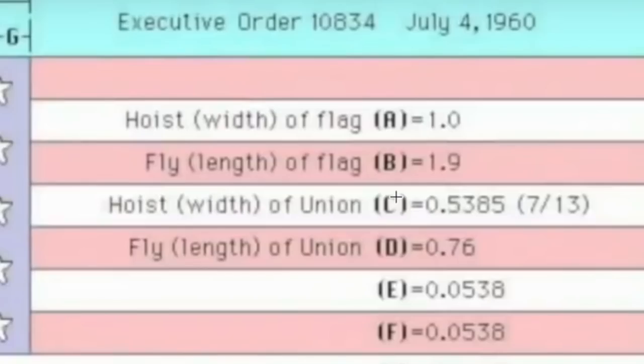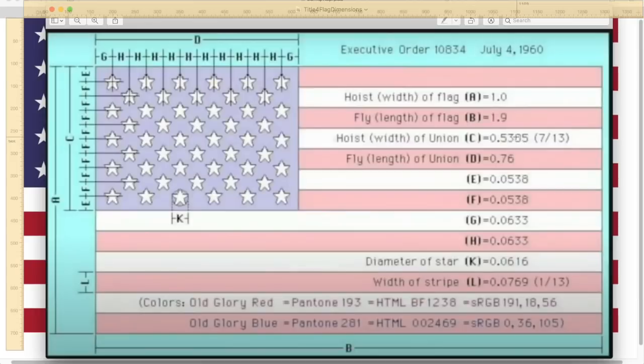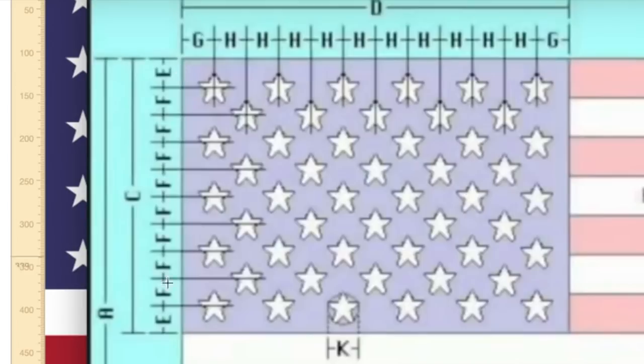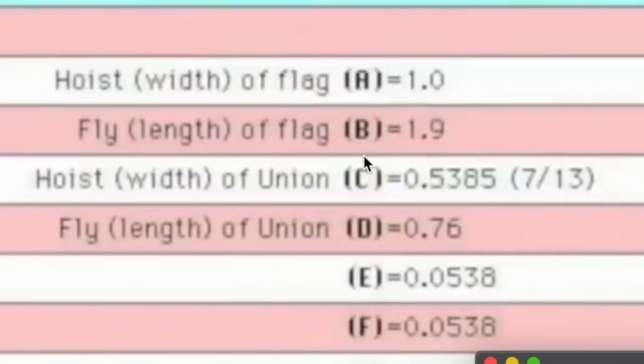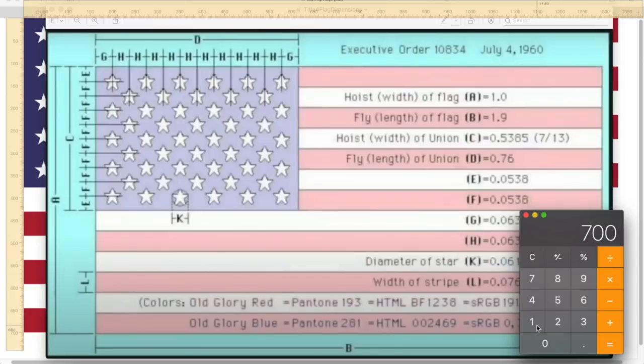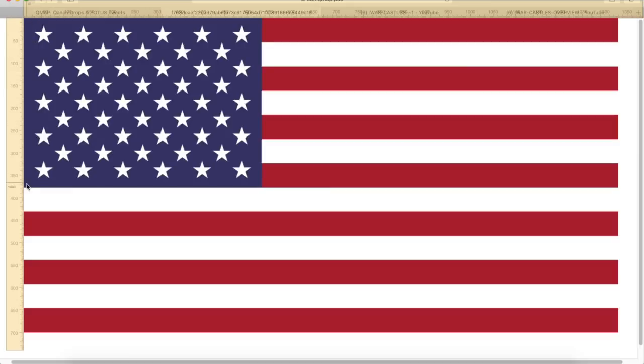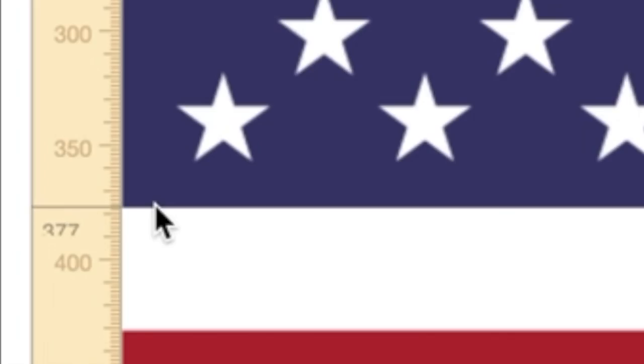So C is the hoist width of the Union. We could see that right here. The top of the blue box to the bottom of the blue box is C. So A is 700 and C here is 7/13. So 700 divided by 13 equals, that's 1/13. Multiply it by 7 to get 7/13, which we get 377. So this here should be 377, and see where it comes to?